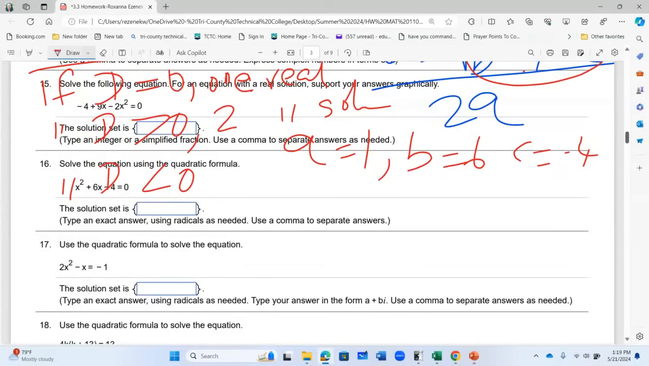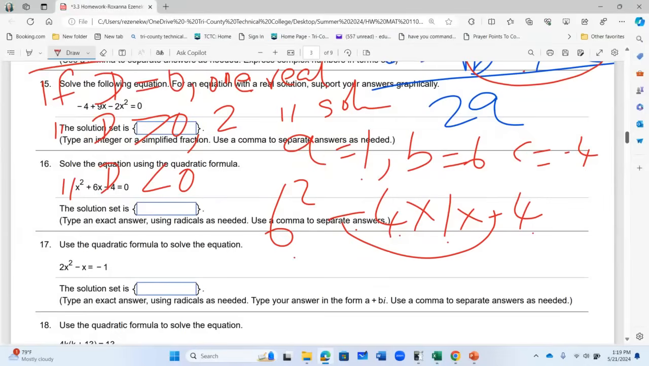Okay, so b is 6, 6 squared. Notice that the discriminant is b squared minus 4ac, right? Minus 4 times a, which is 1, and c, which is negative 4. Okay, b squared minus 4 times a times c. These two negative signs have changed the sign, and 6 squared is 36. 4 times 4 is 16.